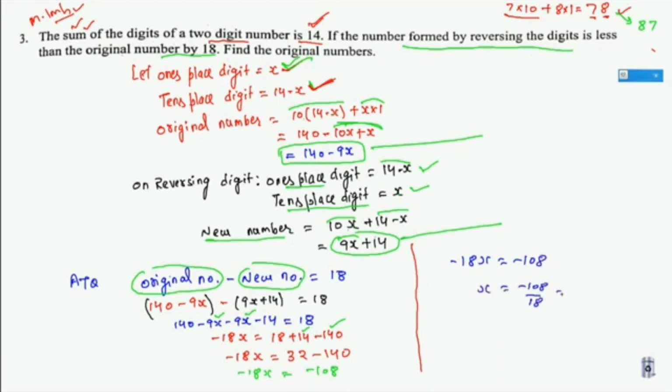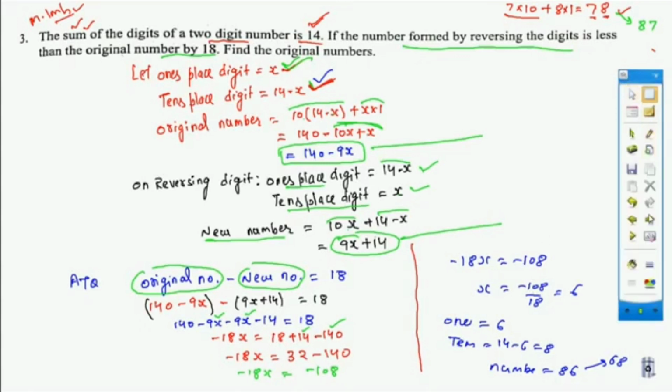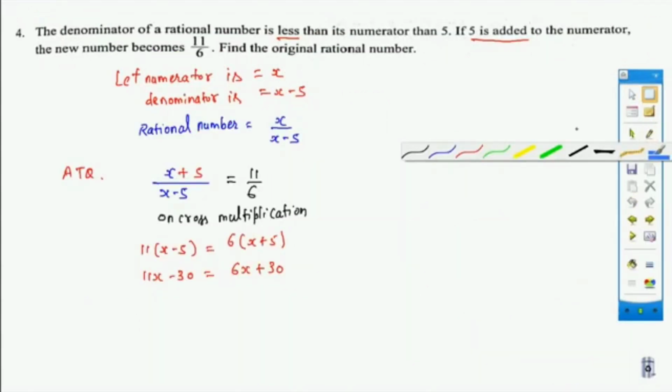So x is equal to minus 108 by minus 18. Minus minus cancel, it is equal to 6. That means the 1's place digit is 6 and the 10's place digit is 14 minus 6, which is equal to 8. And the number is equal to 86. When we reverse it, that is 68. Another question.